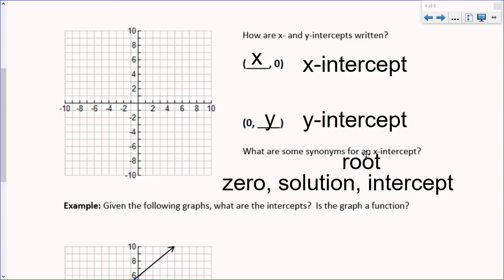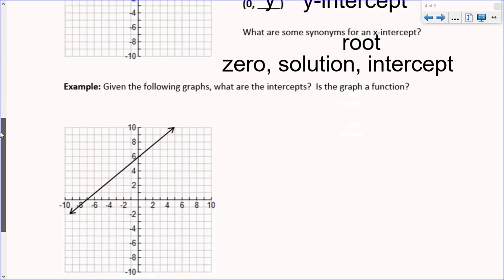So if you hear someone ask for the zeros, they're asking for the x-intercepts. If you hear someone ask for the solution to the function, they're talking about the x-intercepts. The roots of the function, x-intercepts. Okay? The only way they'll ever ask you about the y-intercept is specifically asking, what is the y-intercept? Okay?